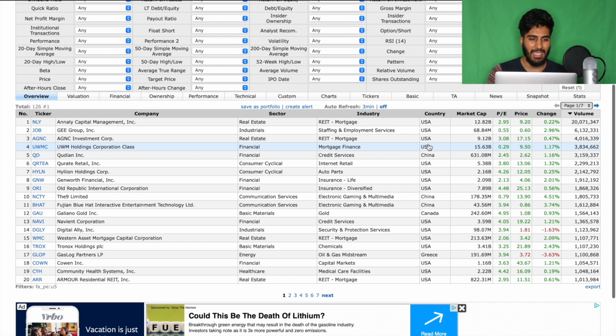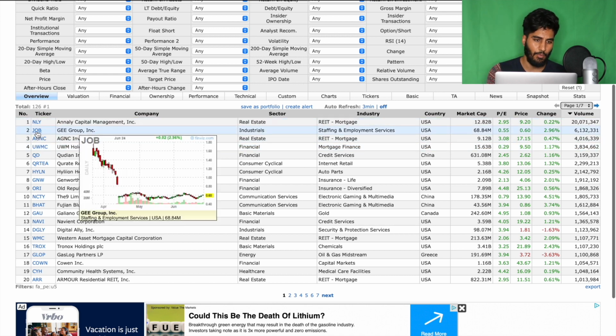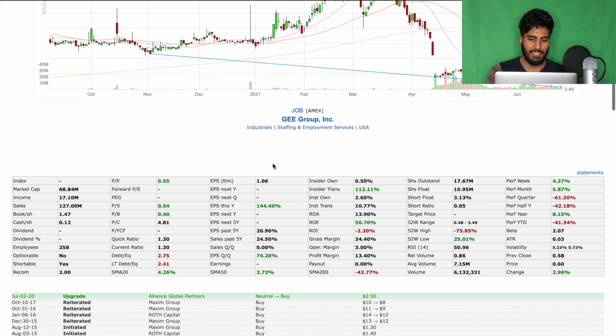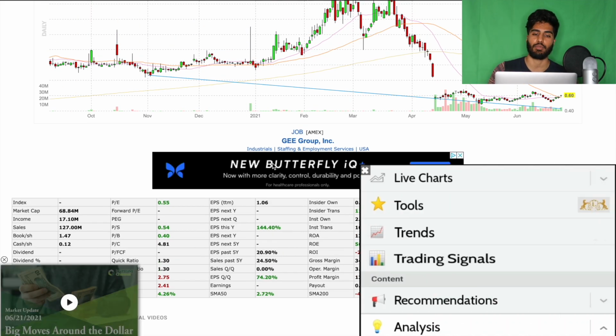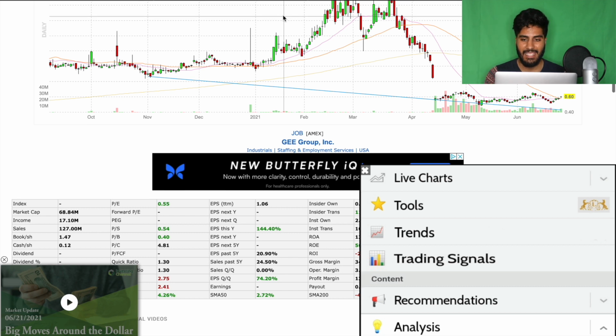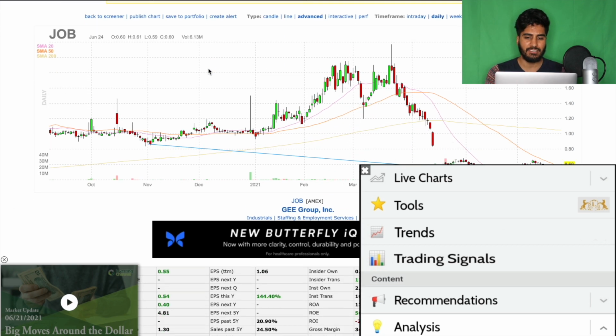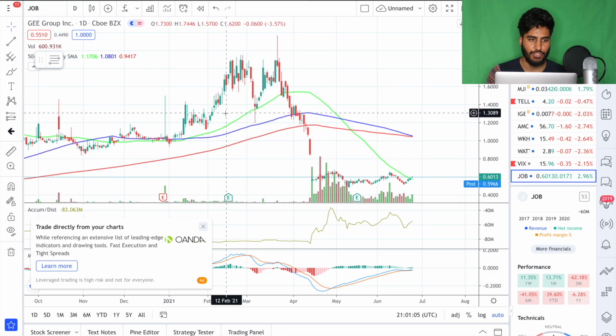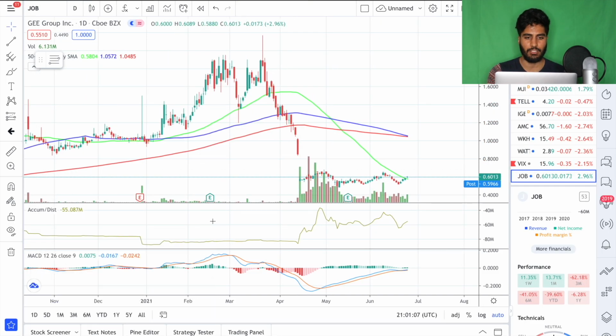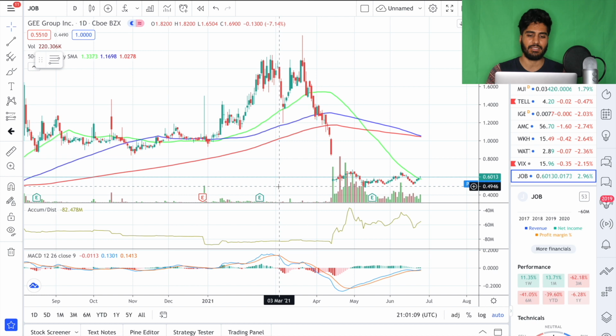When I look at this and I click on JOB, I want to know exactly what it is. Obviously because of the pandemic, we've had issues with employment, and so JOB has taken a major hit. I personally don't like to use this chart. This is when I will go to tradingview.com and I will be looking at my stock this way because I'm more comfortable with this platform, and I can also do a better dissection of my stock.